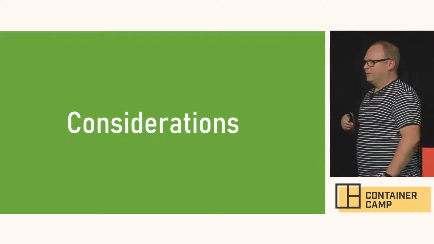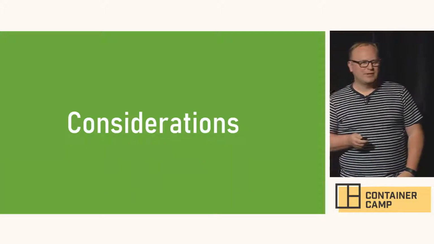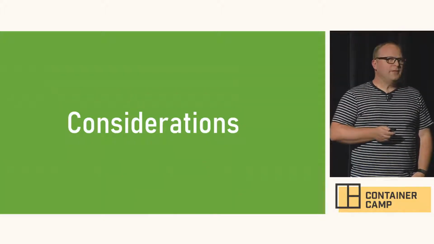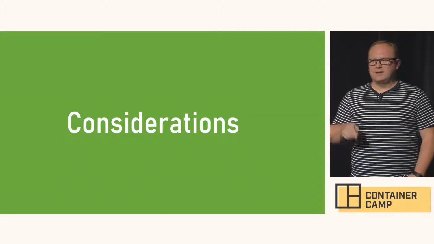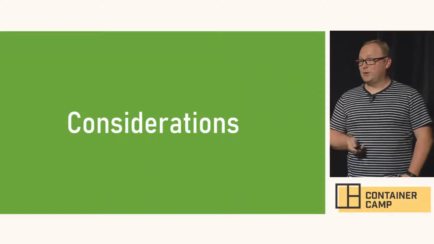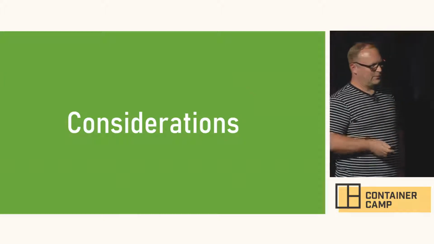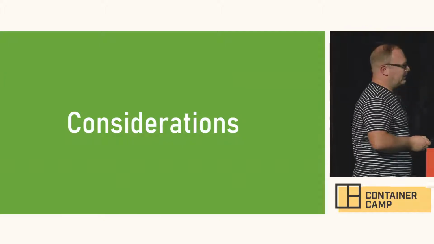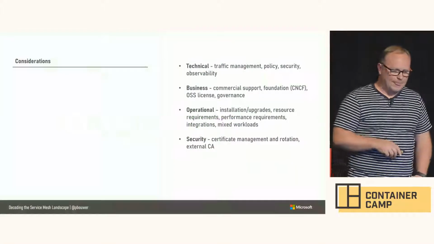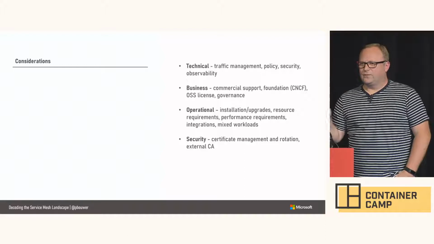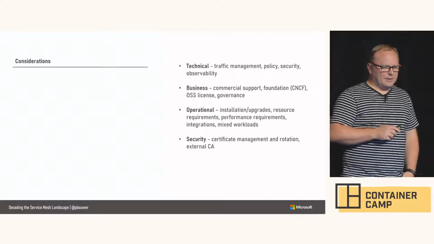So now we know why we would need a mesh. We've sort of spoken about what a mesh is. So something to think about is, are these technical capabilities the only things you should be worried about? Now, in discussions with a number of customers, we've come up with a list of things they'd like to consider when looking at meshes. So obviously the first item up there, technical, we've covered all that off with capabilities.